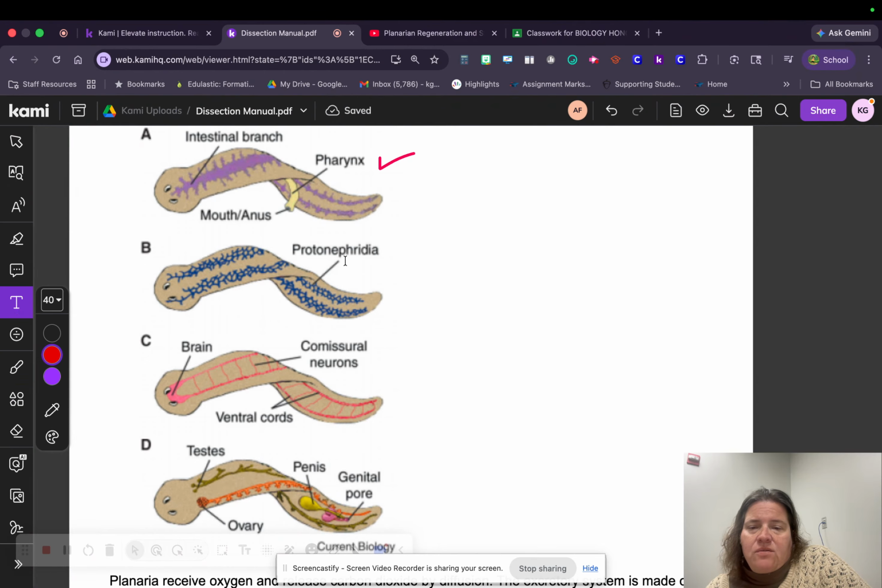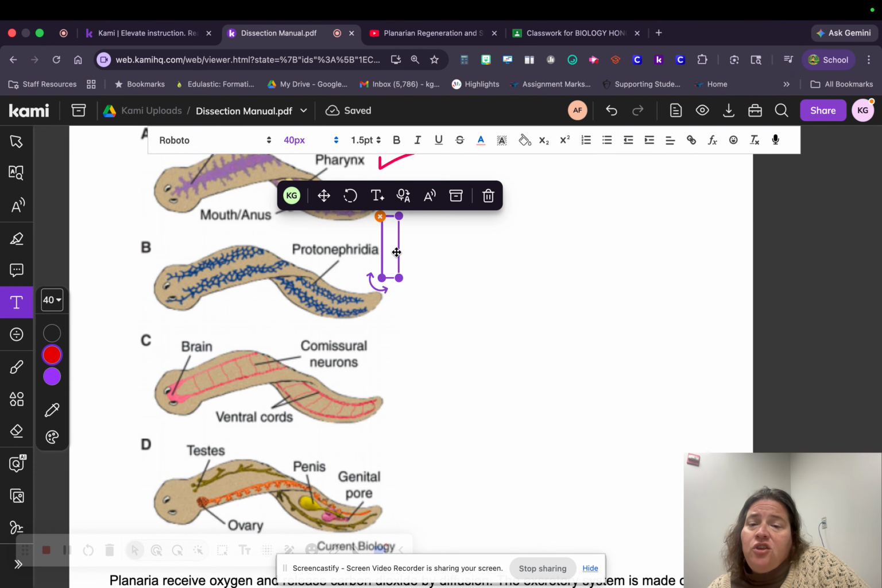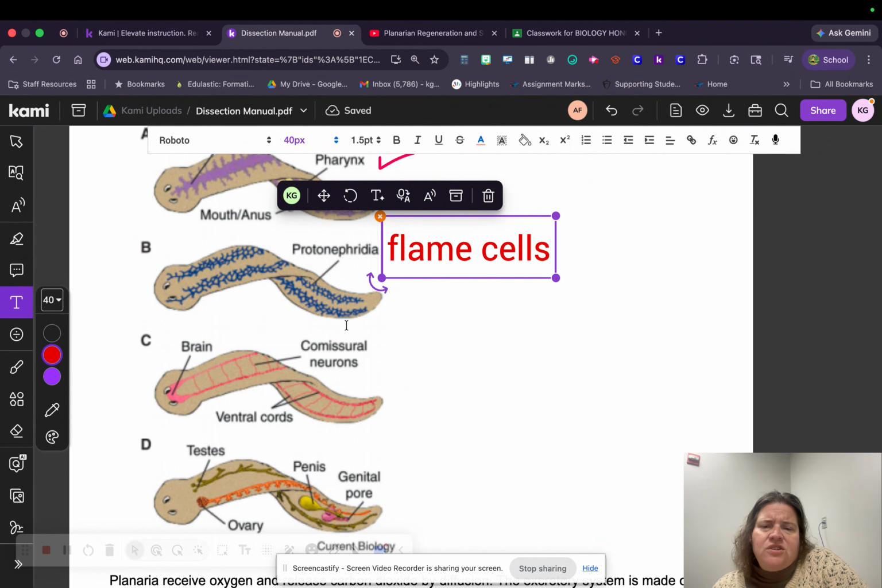Now let's talk about the way in which they can get rid of liquid waste or nitrogenous waste, the way that they urinate. So they have these cells along the edges of both sides, and these are called flame cells. So make sure you label those as flame cells. But the prefix, we might see this again, neph, N-E-P-H. If somebody is a kidney doctor, they are a nephrologist.